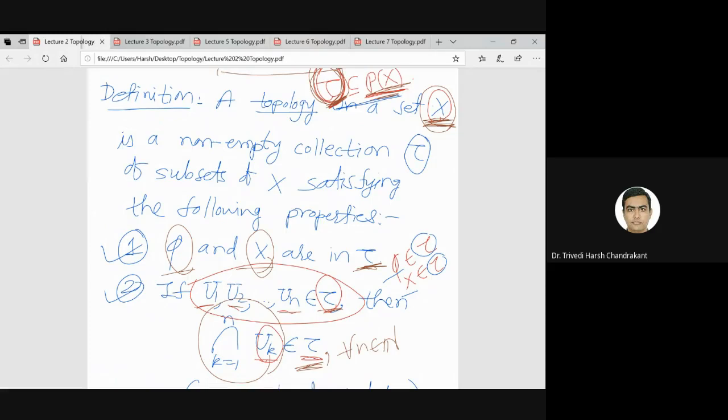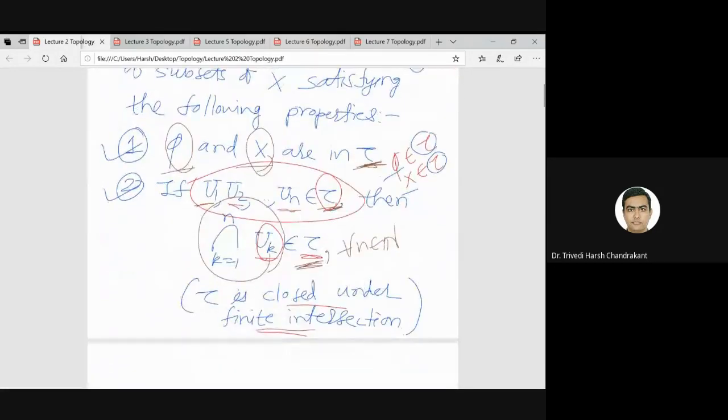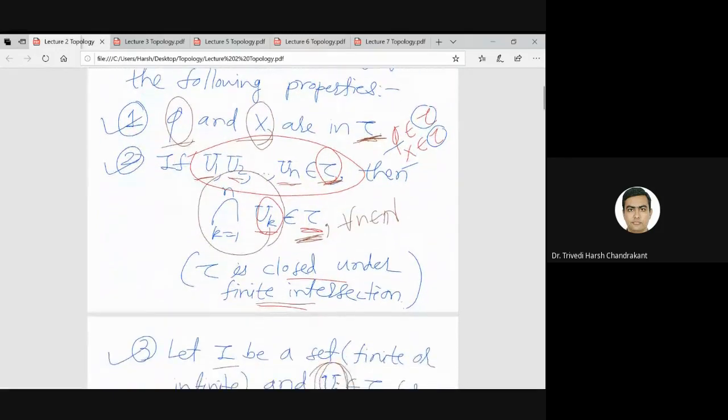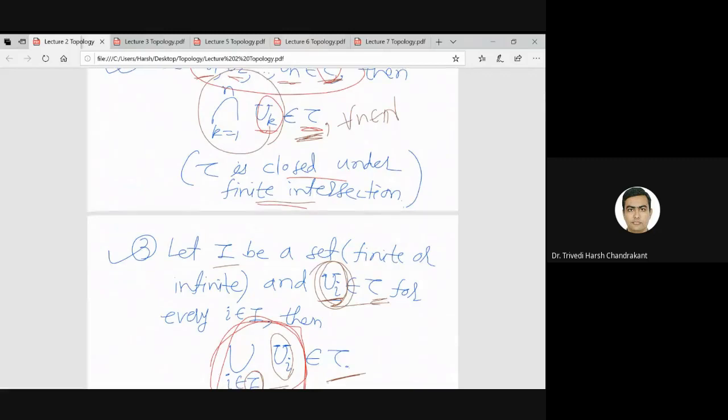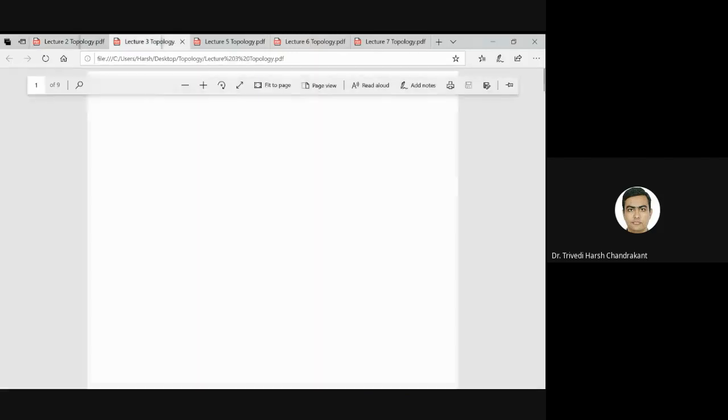So a topology on a given set X is a collection of subsets of X which satisfies these three conditions. The null set is in tau, X is in tau. It is closed under finite intersection. It is closed under arbitrary union. So we already know this definition and we have seen various examples.